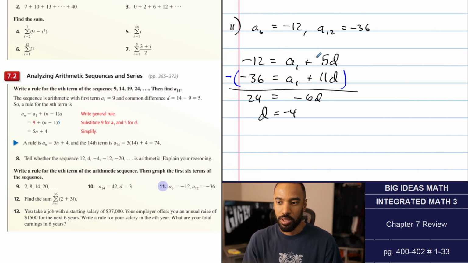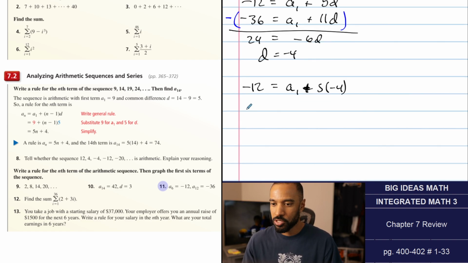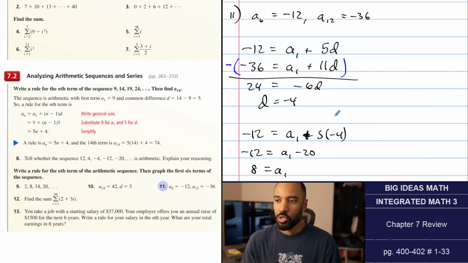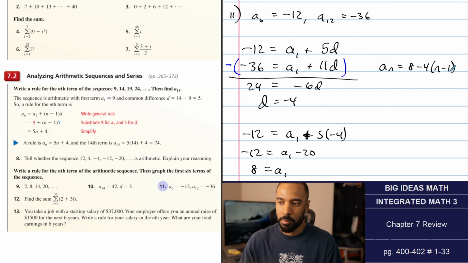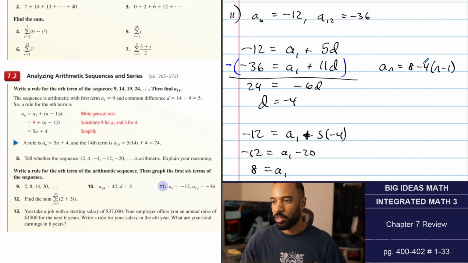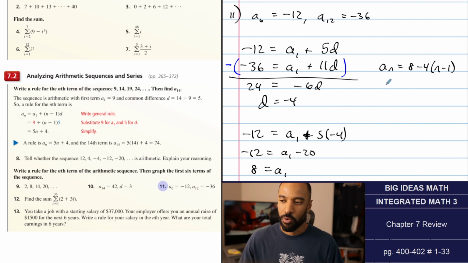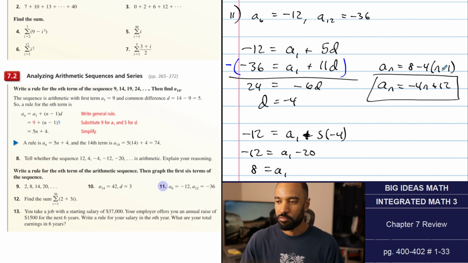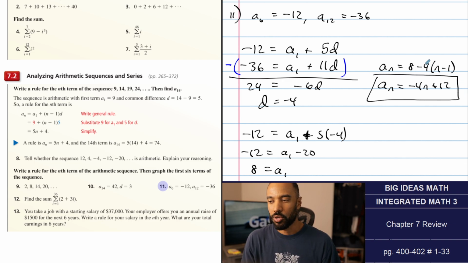Now you can substitute into either one of these equations, like the top one, for d to solve for a sub 1. Whoops, plus 5 times -4. That is -12 equals a sub 1 minus 20. Add 20 to both sides, you get 8. So that's the first term. So your rule is going to be a sub n equals 8 minus 4 times n minus 1. That's the quantity. Distribute -4 into there, you get -4n plus 4. 8 plus 4 is 12, so we get -4n plus 12. There's our final result. Now we're still going to graph that and all this.